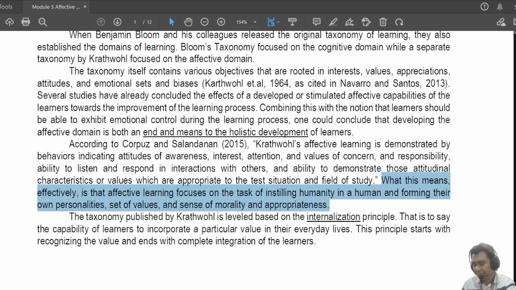Sabi nga nila, some humans are not humane. Diba? Weird na yung adjective na humane ay hindi applicable sa lahat ng tao, kahit na ang root word ng humane ay human. So, ang affective learning, ang pinaka-end goal nito is to ensure that we humans remain humane.